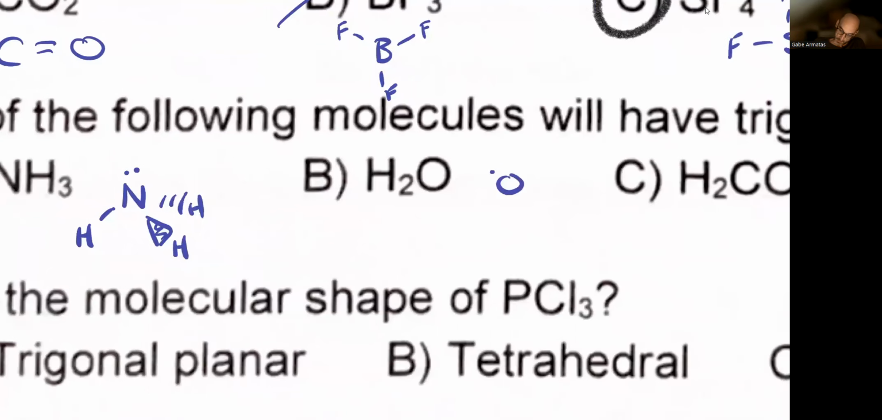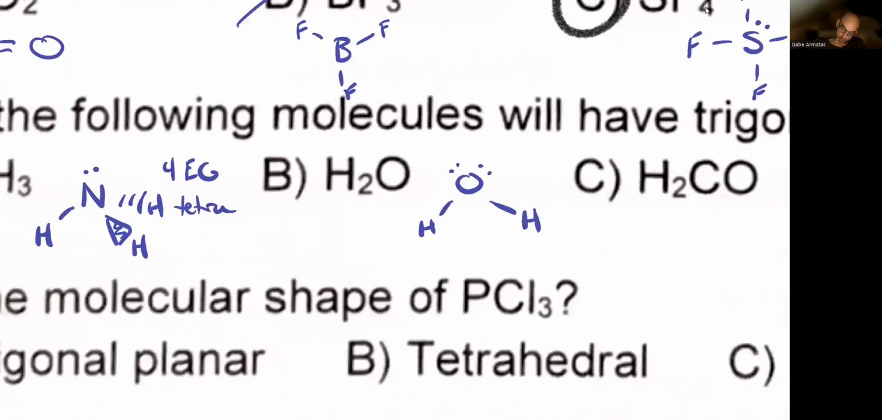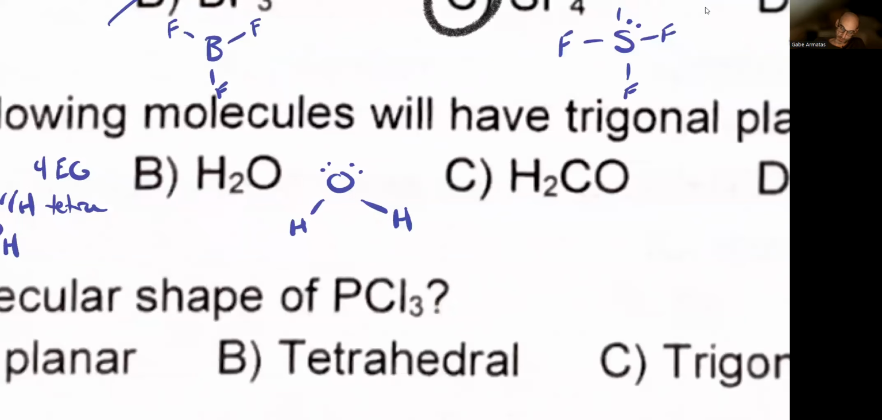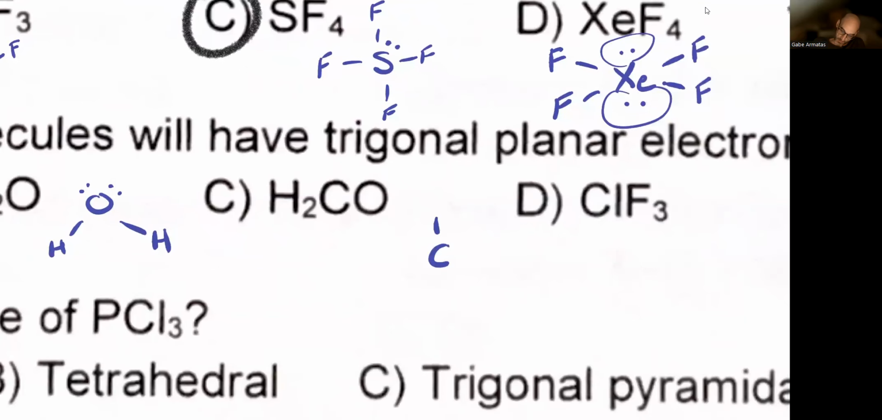Water is bent, but it's got 4 electron groups or 4 domains, and this is tetrahedral. Water also has 4 electron groups, so that's tetrahedral. CH2O, or H2CO, this one here is going to be a trigonal planar set of electron groups because it only has 3 electron groups. That is trigonal planar.